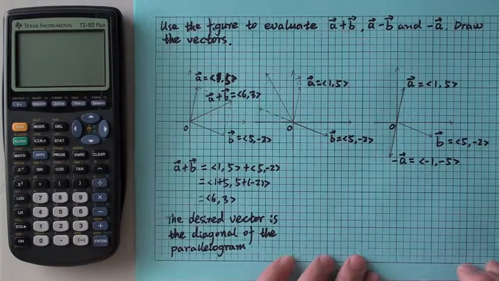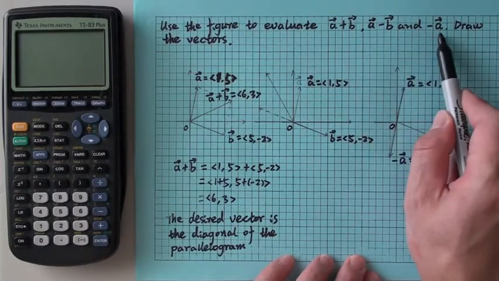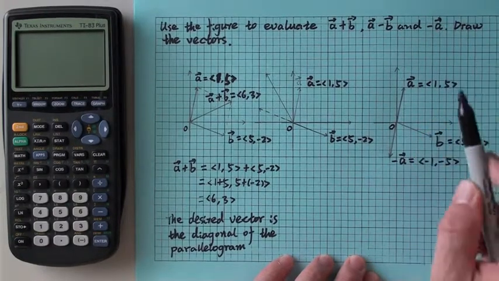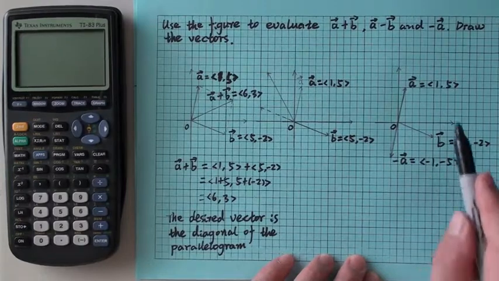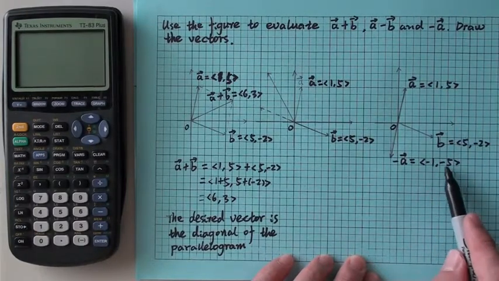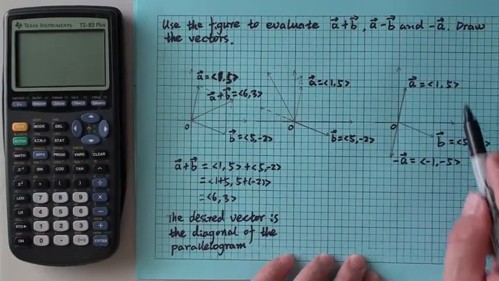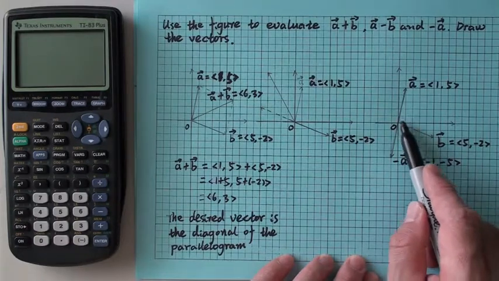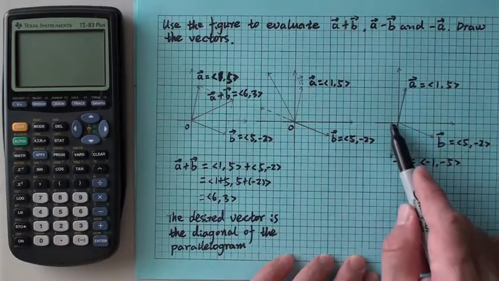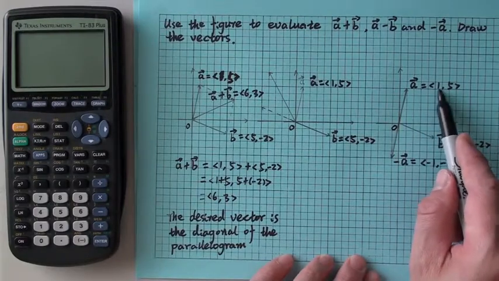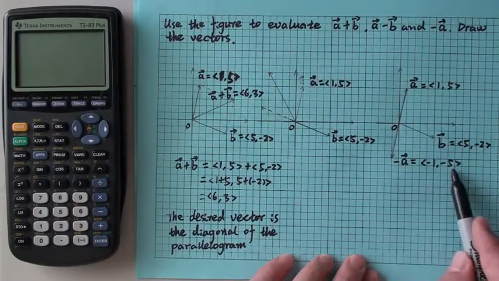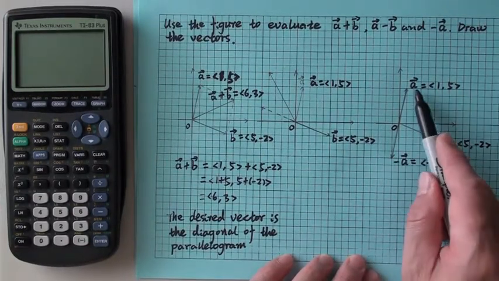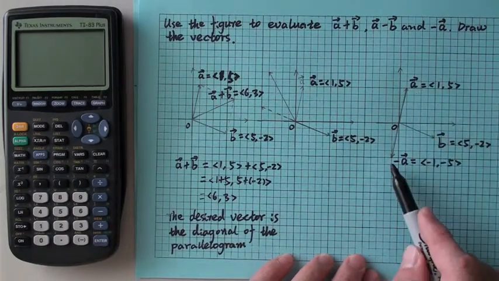Now let's look at the third question. Here we want to draw negative A. A is 1, 5. So you put a negative in front of 1 and a negative in front of 5. So it's negative 1, negative 5. Previously it was 1, 5, that's here. So negative 1 for the first component and negative 5 for the second component. So it's right here. We know this is negative A.